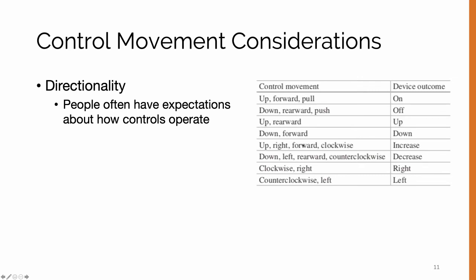etc. Up and to the right or forward or clockwise usually refers to increasing, and those opposite things typically refer to decreasing. The same thing here with right and left in control of a cursor, say. So we tend to have these kinds of relationships in our minds, and going against those things will cause all kinds of havoc for your users.